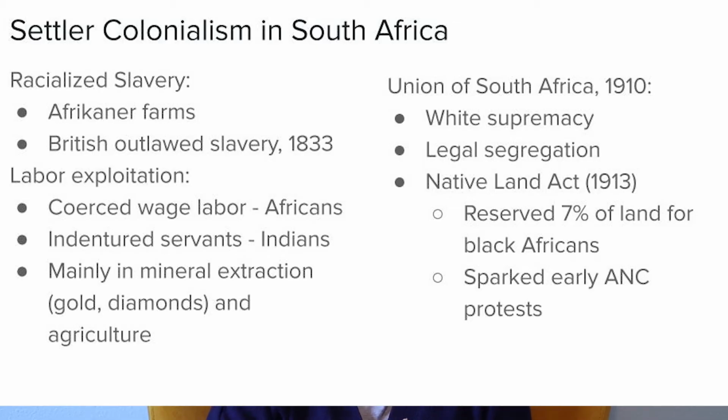And some of the results of settler colonialism in South Africa specifically were racialized enslavement of people. Afrikaners used enslaved labor of Black Africans on their farms. The British outlawed slavery technically throughout their empire by 1833, but coerced and exploitive labor practices continued in South Africa. Black Africans were coerced into wage labor, so they were forced to work for very low wages in order to pay off debts or because of racial prejudice.